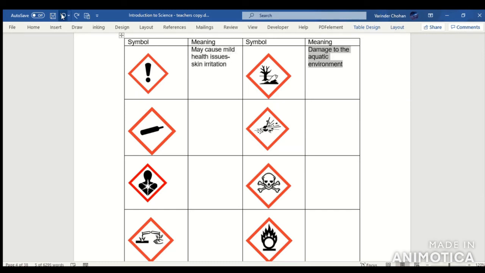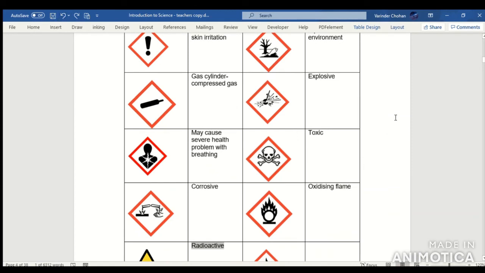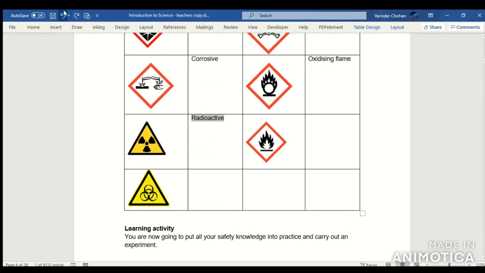First box is may cause mild health issues or skin irritation, damage to the aquatic environment, gas cylinder compressed gas, explosive, may cause severe health problems with breathing, toxic, corrosive, oxidizing, flames, radiation, flammable, and biohazard.